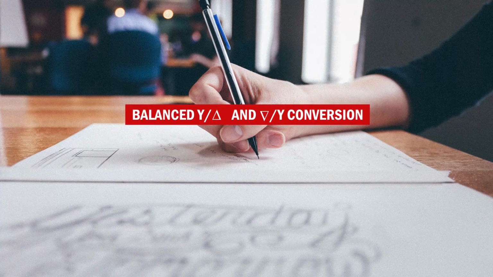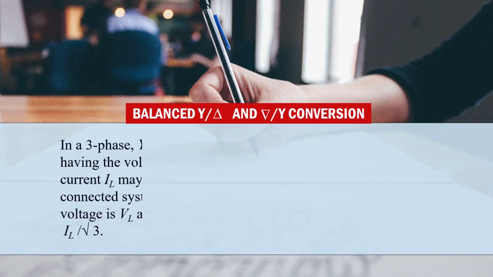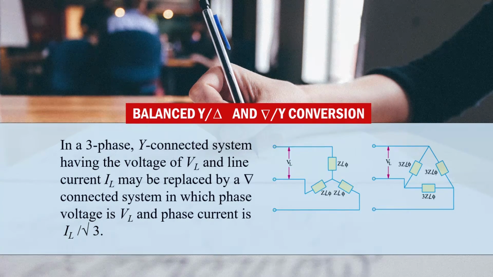Now we have to understand balanced star-delta and delta-star conversion. So here you can see in the figure, in view of the relationship between the line and phase currents and voltages, any balanced star connected system may be completely replaced by an equivalent delta connected system. For example, a three phase star connected system having the voltage of V suffix L and line current I suffix L may be replaced by a delta connected system in which phase voltage is V suffix L and phase current is I suffix L divided by under root 3.